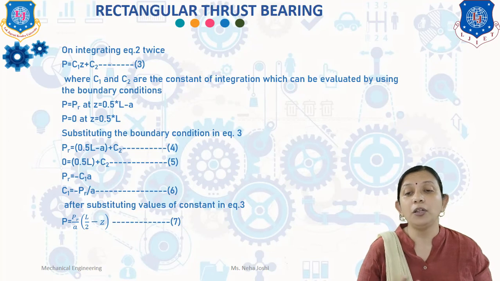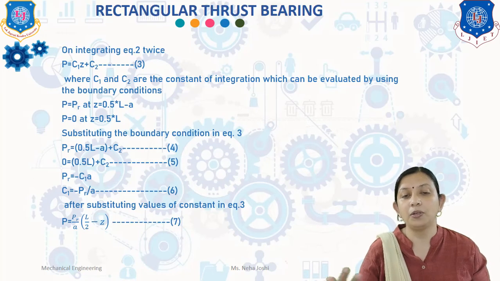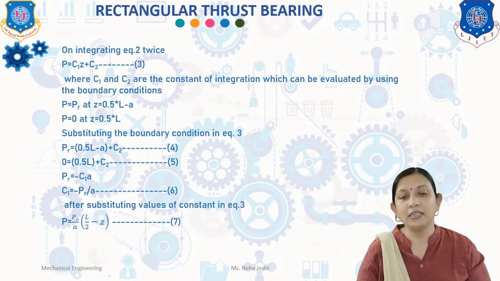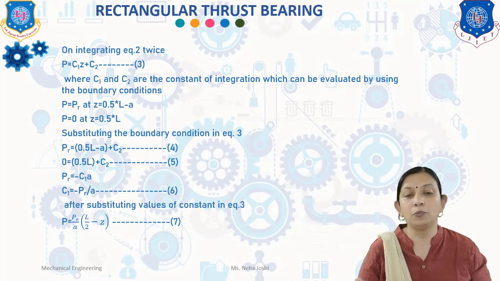Now substituting this boundary condition, we get PR is equal to C1 into (0.5 L minus A) plus C2, and 0 is equal to C1 into 0.5 L plus C2. So finally we get PR is equal to minus C1 into A, and C1 is equal to minus PR by A. Now after substituting the value of the constants, we get P is equal to PR divided by A into (L by 2 minus Z). This is equation 7.